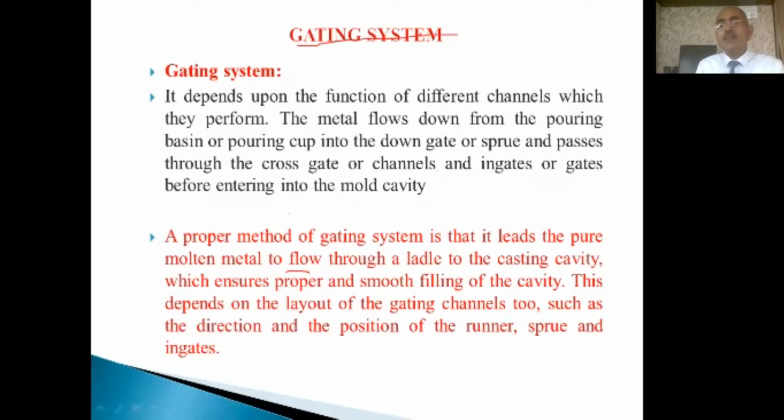So in the gating system, whenever the material enters from the basin to the sprue to the runner, at each place, suppose from the sprue it is entering the runner. Now the sprue is vertical, the runner is horizontal. What will happen? The material will move slowly. So your gate should be such that the material should enter inside.